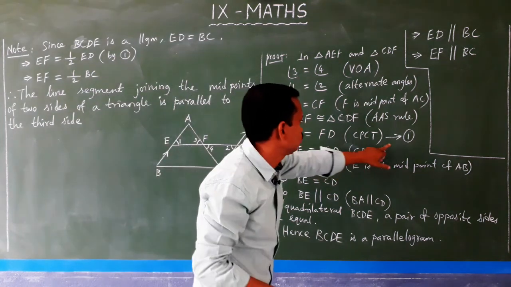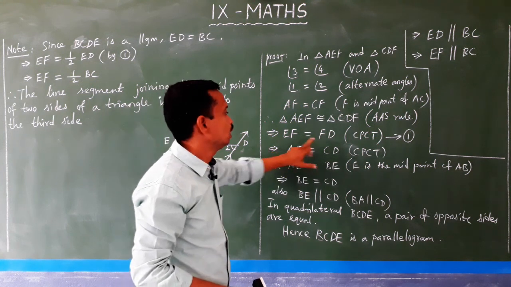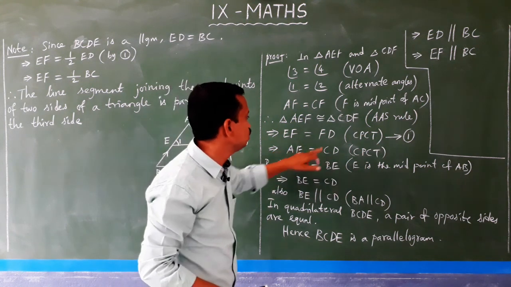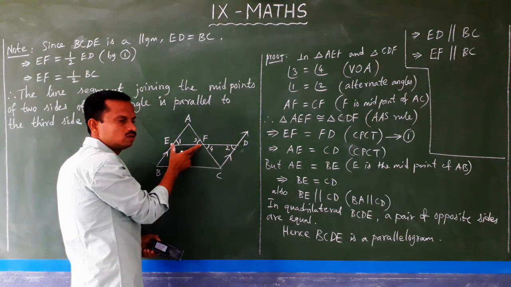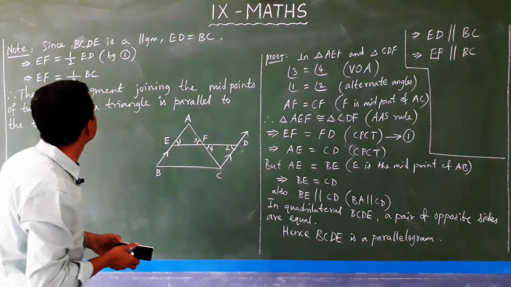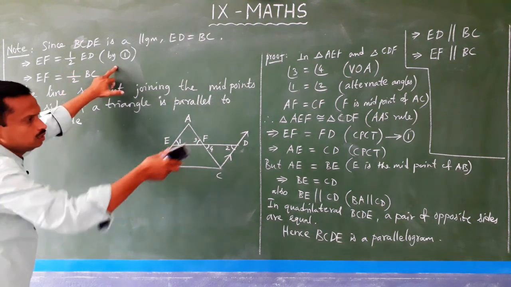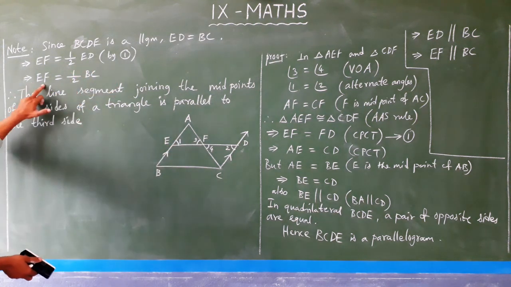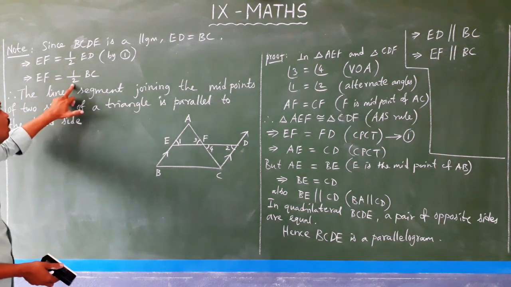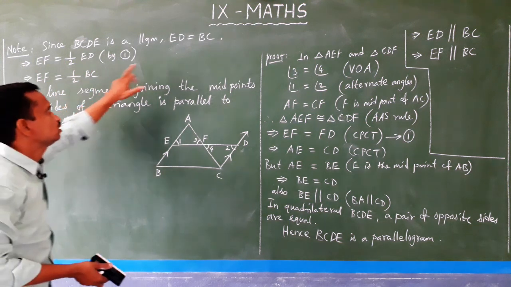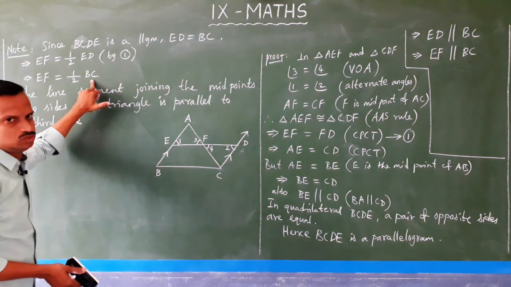Thus by equation 1, we are going to use this because we have already proved EF is equal to FD by CPCT. Therefore, if EF is equal to FD, then we can write EF is equal to half of the total ED, the reason being equation 1. And this implies EF is equal to 1 by 2, and for ED we just write BC because ED is equal to BC. So instead of ED, we put BC.